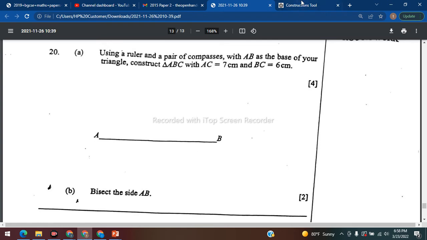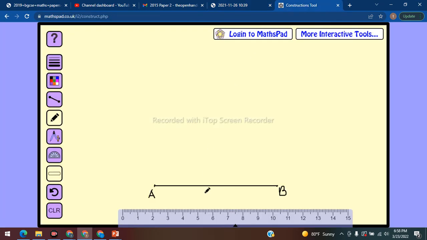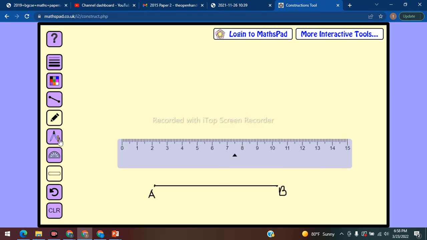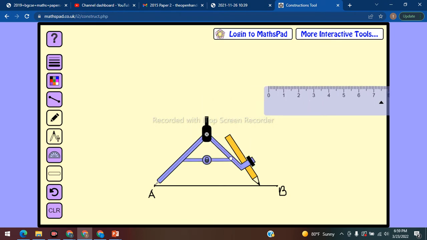All right, so AC is going to be 7 centimeters, and BC is going to be 6 centimeters. So we need to draw an arc this time. We need to go on our ruler and measure out 7 centimeters. We're going to start at the point 0 and go all the way up to 7. How long is the line for AB? It's of any length because they didn't tell us, eh? Okay. So start there, and then we're going to draw.